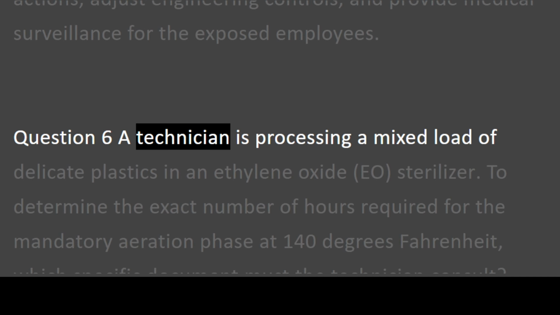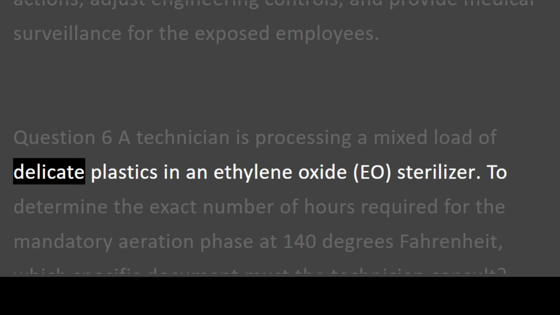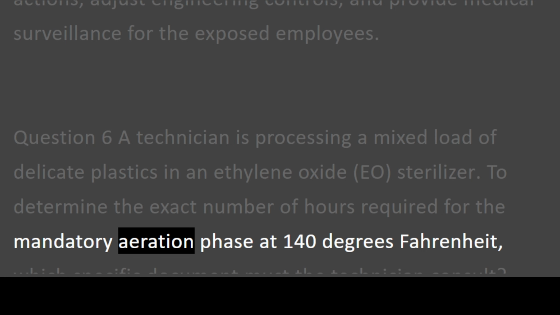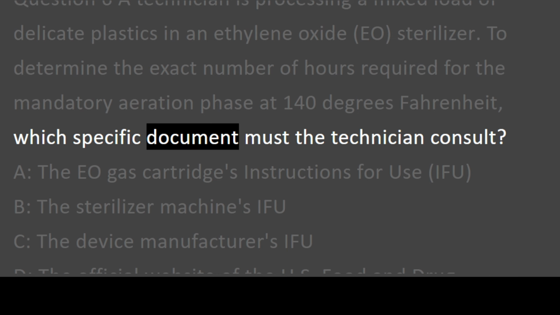Question 6. A technician is processing a mixed load of delicate plastics in an ethylene oxide, EO, sterilizer. To determine the exact number of hours required for the mandatory aeration phase at 140 degrees Fahrenheit, which specific document must the technician consult? A.